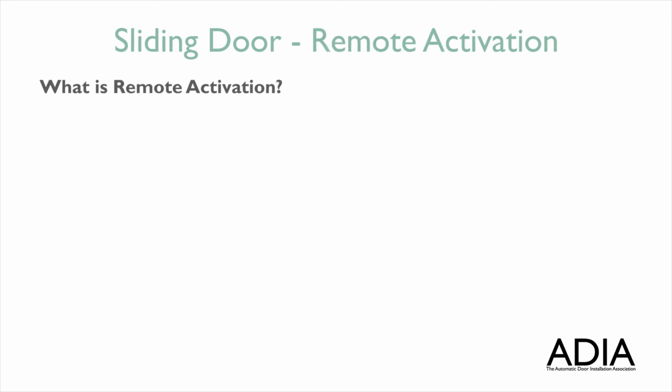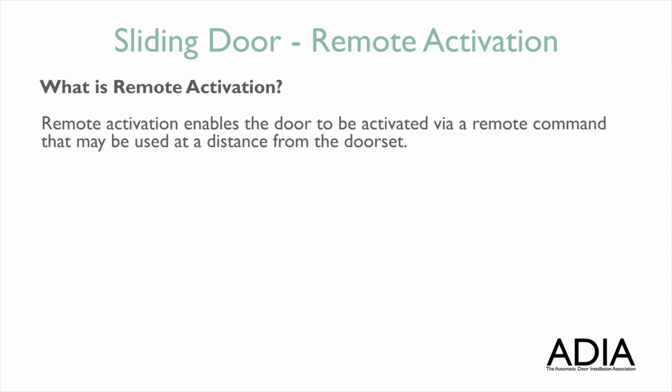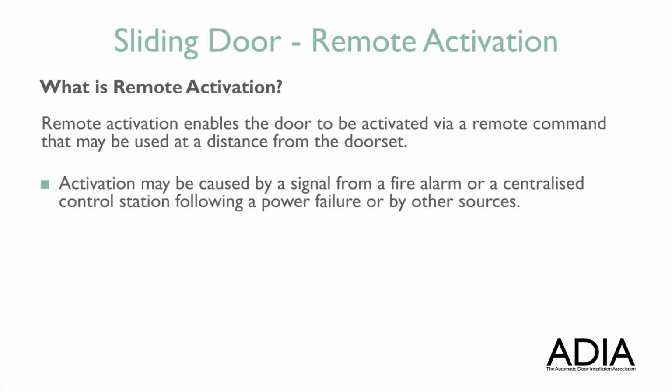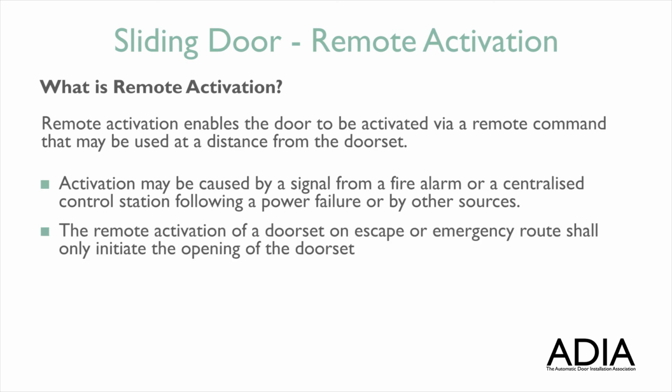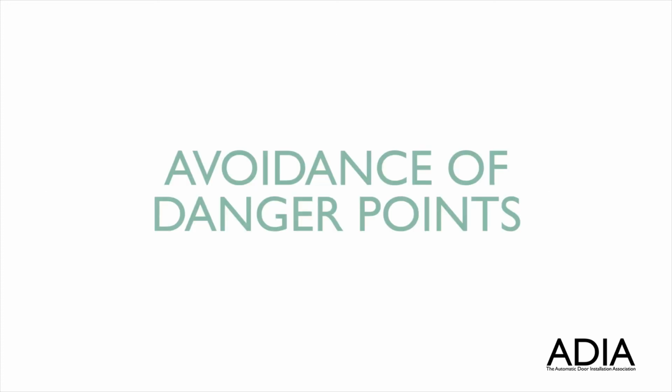What is remote activation? Remote activation enables the door to be activated via remote command that may be used at a distance from the door set. Activation may be caused by a signal from a fire alarm or a centralized control station following a power failure, or by other sources. The remote activation of a door set on an escape or emergency route shall only initiate the opening of the door set.